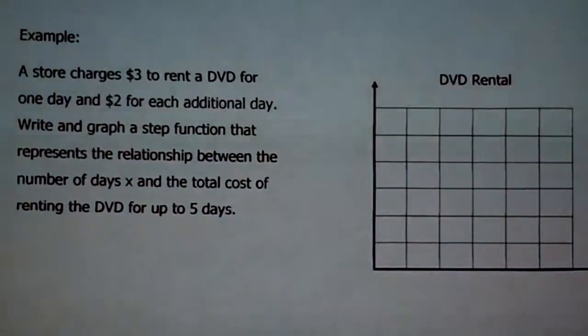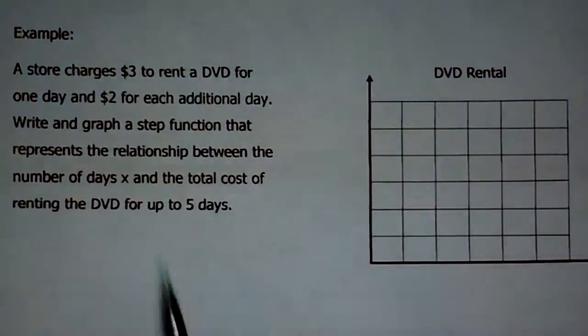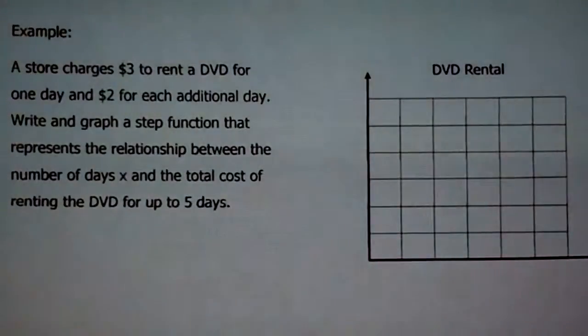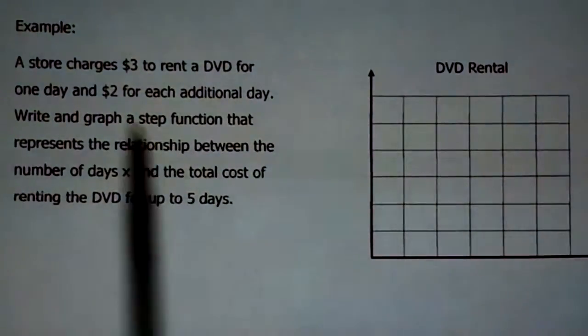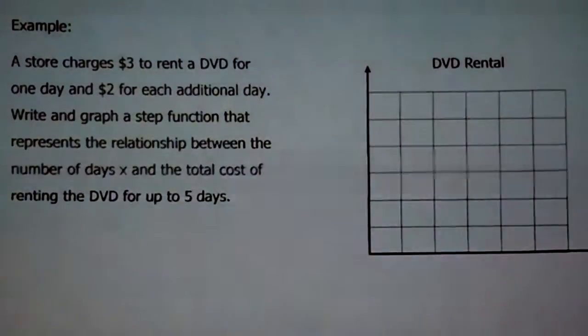So I want to do this for 5 days, and we have to kind of figure out, okay, what are we supposed to label on here? So the variables we're dealing with are the days and the cost, right?